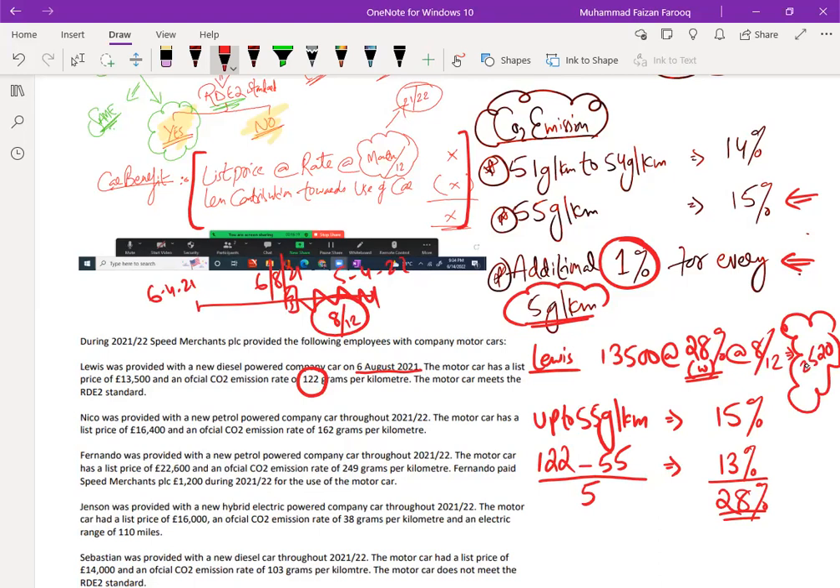If a car is petrol powered or diesel powered meeting RDE2 standards, this is the methodology or method we are going to use in order to calculate car benefit. Any questions, please?